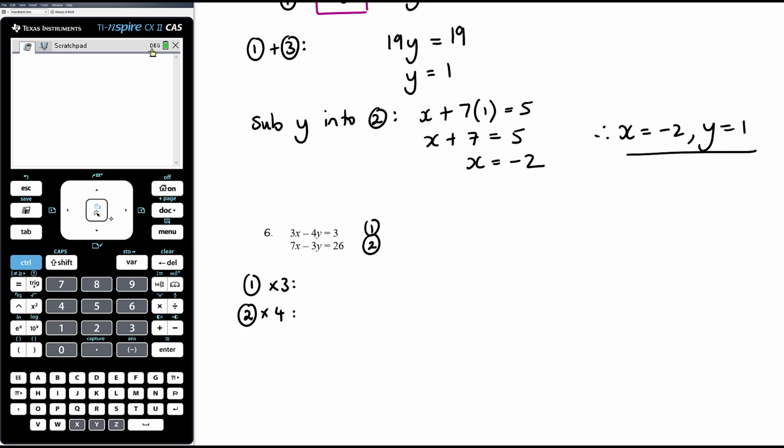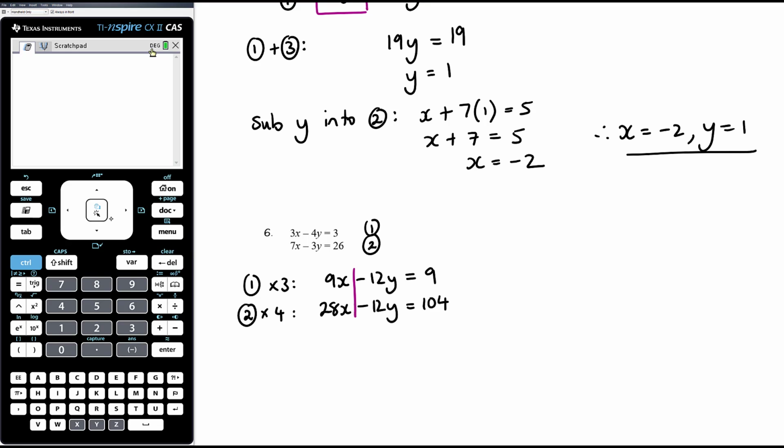So we're doing the whole of equation 1 times 3. So that is 9x minus 12y equals 9. And we're doing the whole of equation 2 times 4, so that's 28x minus 12y equals, now 4 times 26, 4 times 20 is 80, and 4 times 6 is 24, 80 plus 24 is 104. You do need to be able to do that level of number work. If you have to write it out, by all means do 26 times 4, but really you should be able to do 20 times 4 and 6 times 4 in your head and add them together.